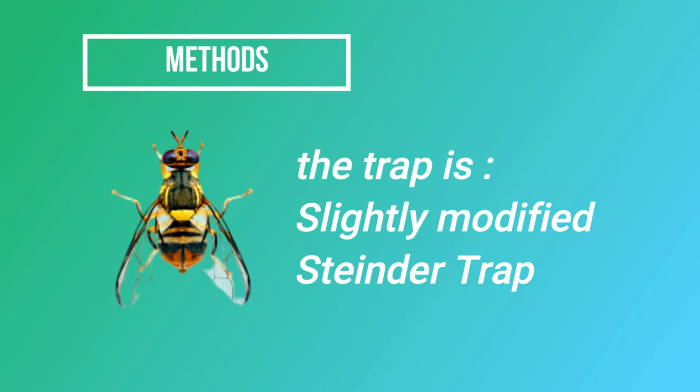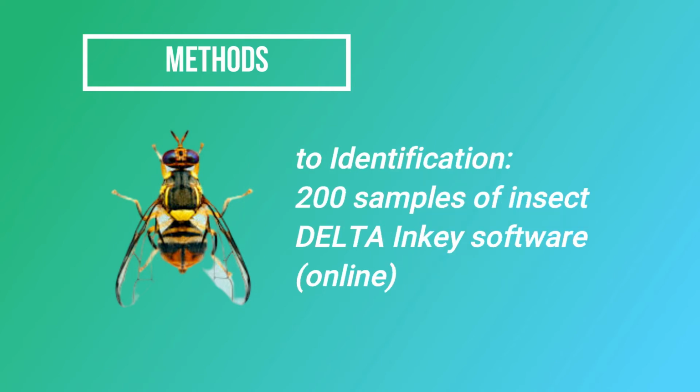The trap used to determine and monitor the fruit fly population from the field is a slightly modified standard trap. And for identification of fruit fly species, we use 200 samples, and the morphology of wings, thorax, and abdomen is the reference used for identification. The trapped fruit fly samples were brought to the laboratory to be observed for morphology using a microscope.